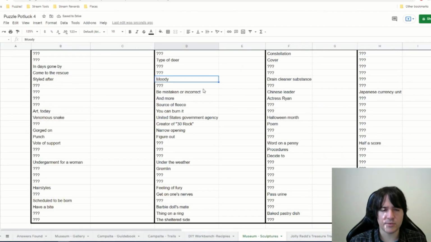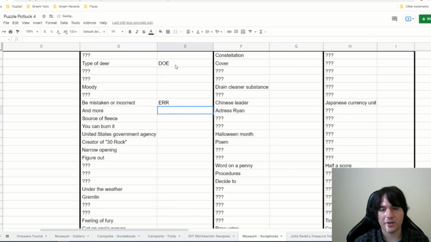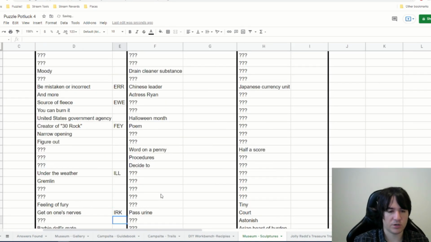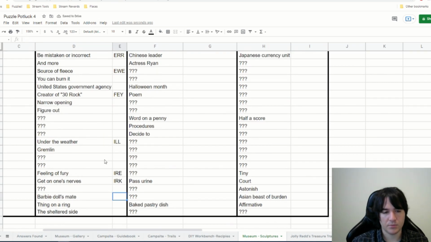Okay. You know what? I'm gonna start with column 2 because it has the most things. Or I think the fewest missing things. I was thinking these would be alphabetical. Let's see. Probably not. Source of fleece is probably a U, right? Get on one's nerve is probably irk. Like, putting these question marks in these specific places makes me think that this column is ordered some way. I don't know what that order is yet. Barbie doll's mate is Ken.